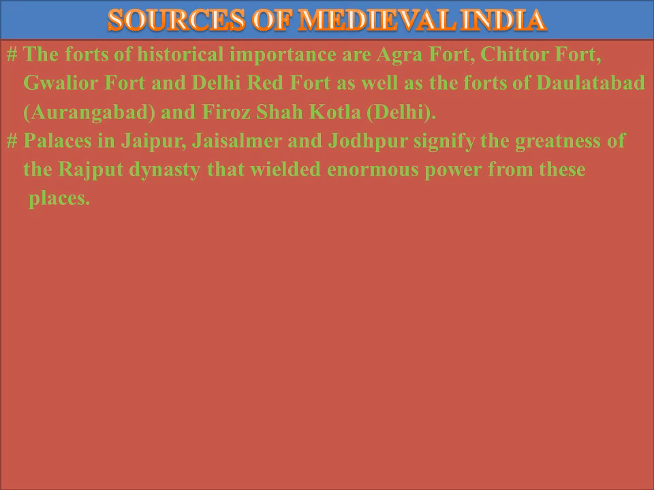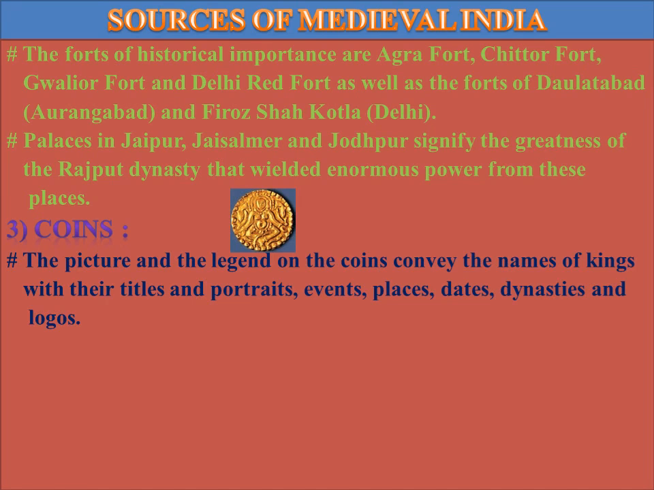The last of the primary sources is coins. The pictures and the legends on the coins convey the names of kings with their titles and portraits, events, places, dates, dynasties, and logos. The composition of metals in the coins gives us information on the economic condition of the empire. Mention of kings' achievements like military conquest, territorial expansion, trade links, and religious faith can also be found in the coins.